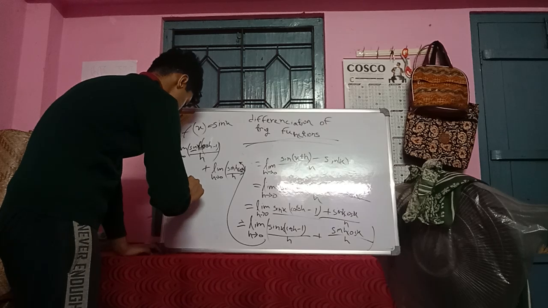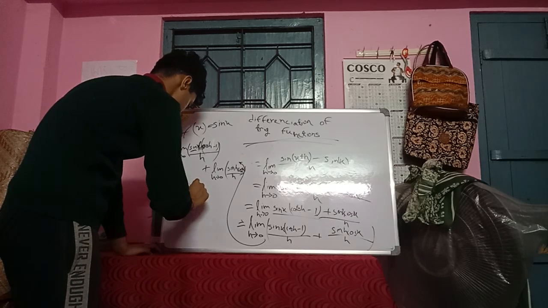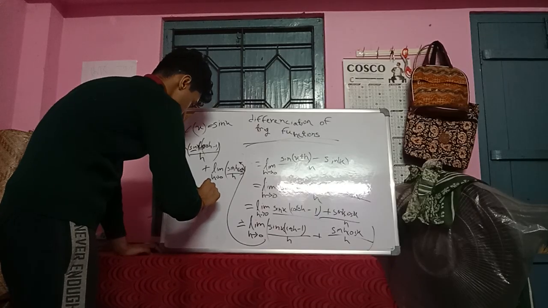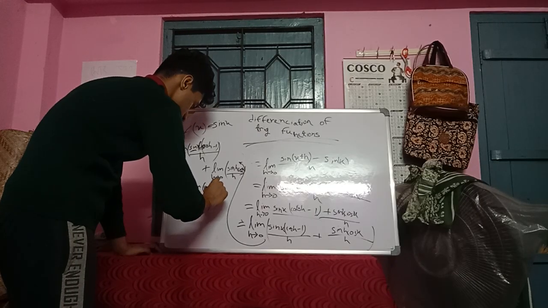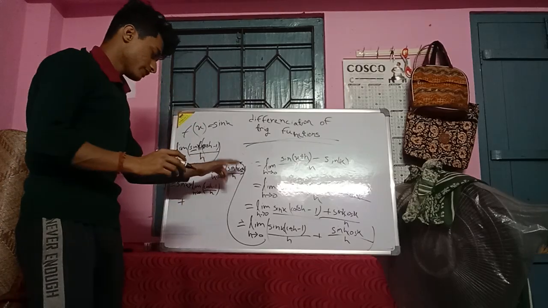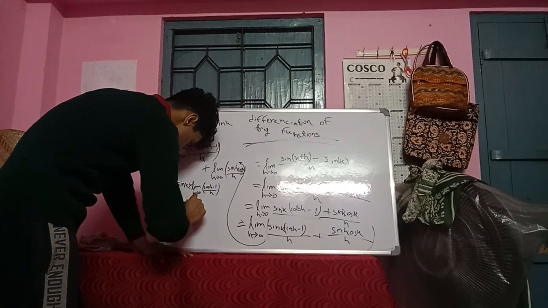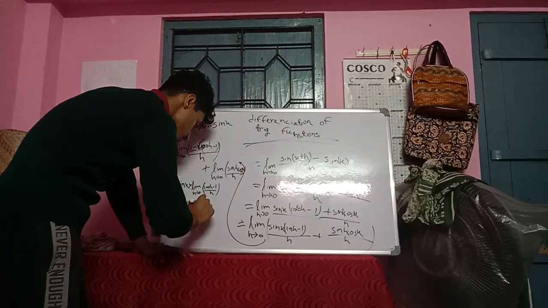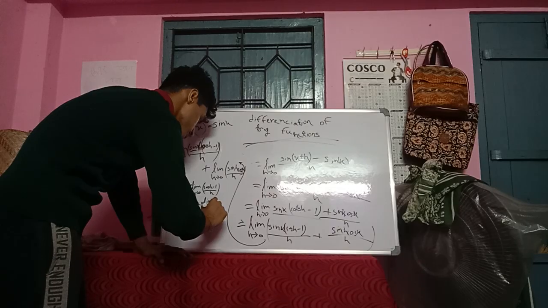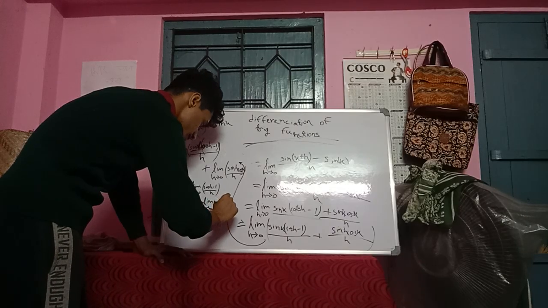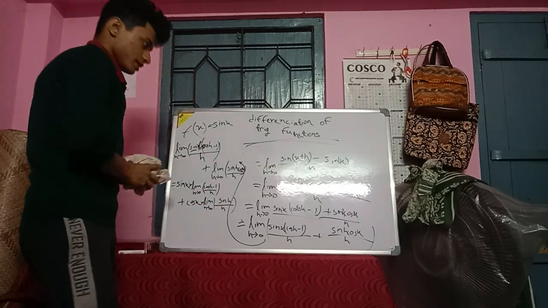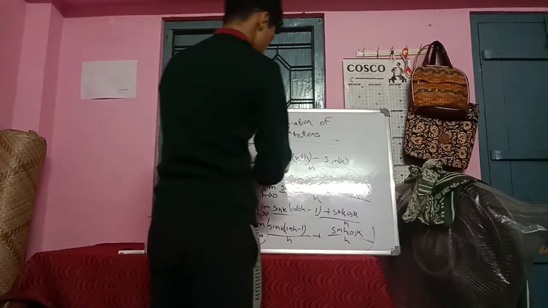That is sine of x times the limit of h tends to 0 of (cosine of h minus 1) over h, plus we take out cosine of x from here, cosine of x times the limit of h tends to 0 of sine h over h.